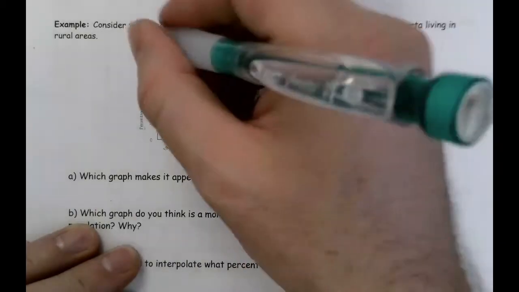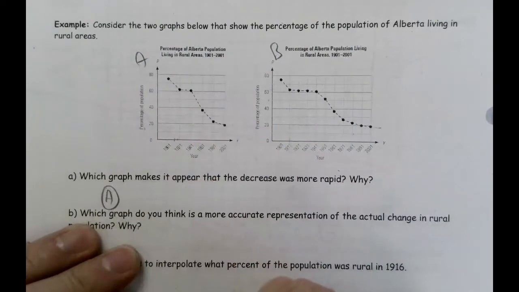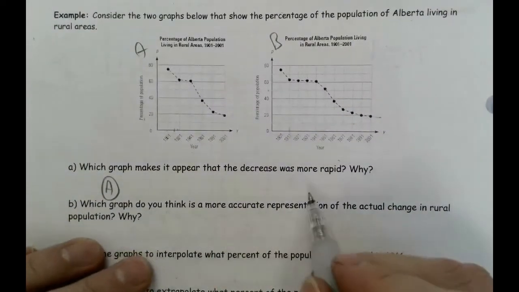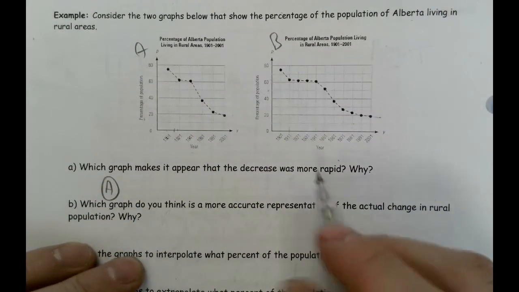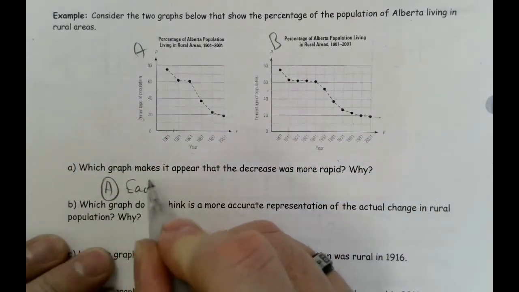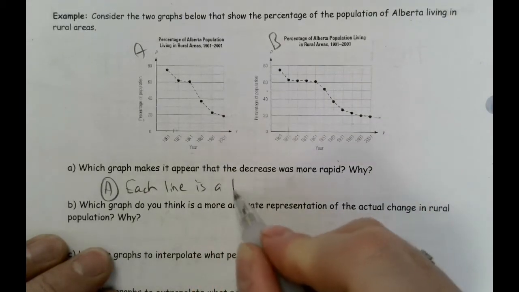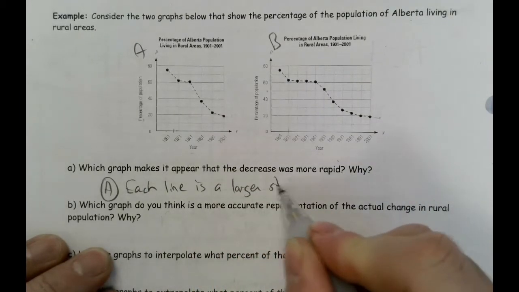Okay, well here let's label this A and we'll label this B. A. Okay, and why does it do that? How does it do that here? Well, what it's done here is each line is a larger step in time.